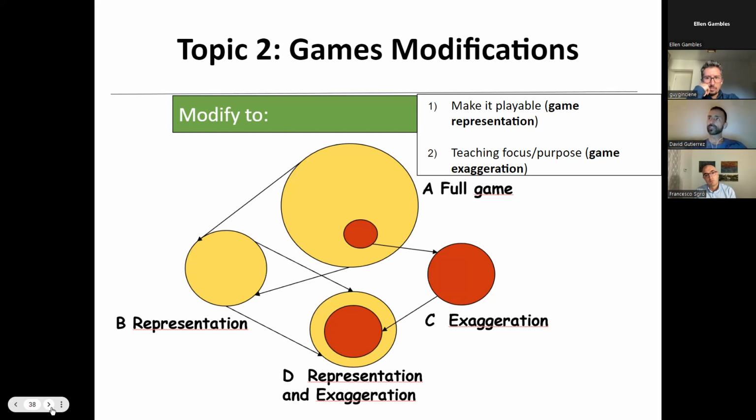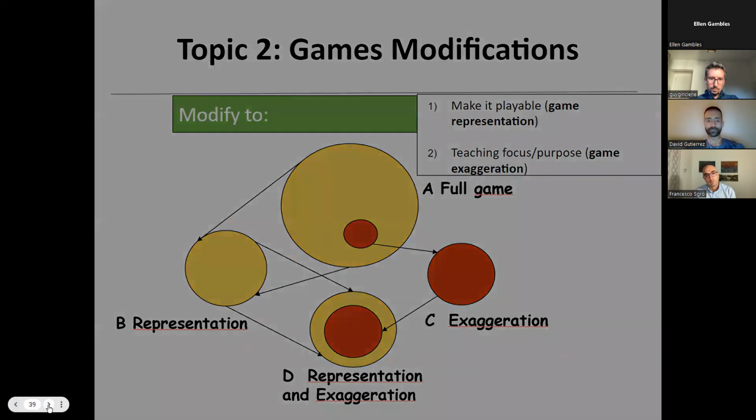So in the next slides, our presenters will show you some examples for each category, both by exaggeration and representation. And have in mind that this is very closely linked with tactical problems. We have to have in our minds that we're modifying to understand the game, and doing so, understanding the tactical problems and trying to learn them. So next slide.